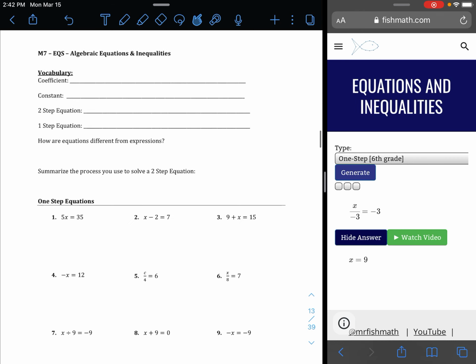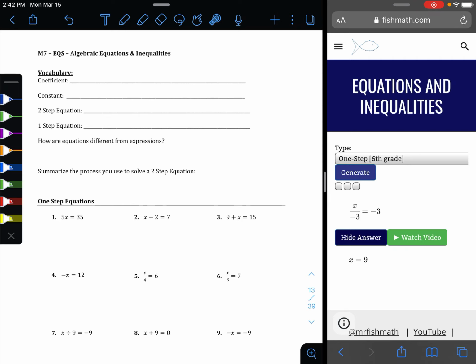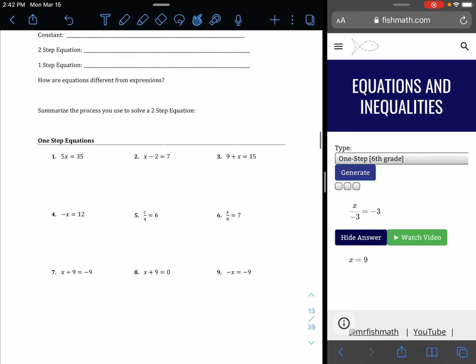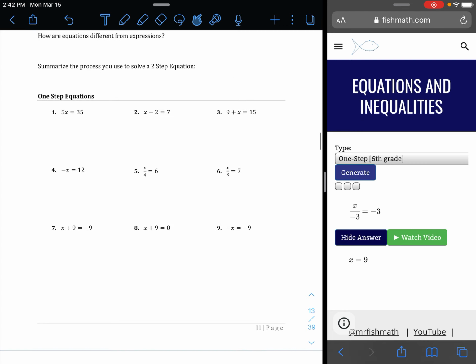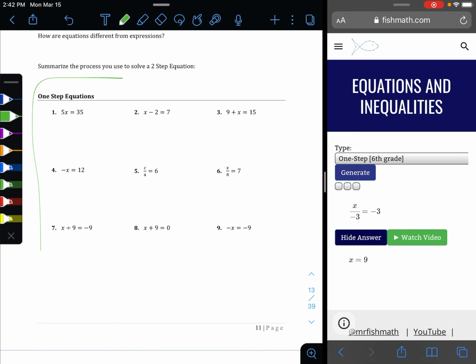What you're going to do next is in your packet, you're going to skip, so this is page 11 in your packet. So skip the top here. This is just some vocab that we've seen some of before, the coefficient and constant we've seen before. We're going to fill this in together in class when we get to it. But I want you to do page 11 here, the bottom 9 equations. So these equations right here. Okay, they are just like the examples I just went through. So go ahead and do those now to finish up this assignment.